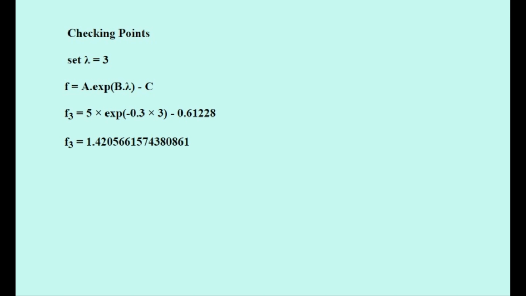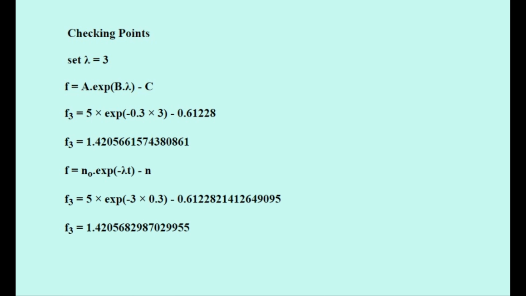Here is f3 calculated from the reconstructed function, and here is f3 calculated from the original function. They are both very nearly equal, with just a bit of difference due to small errors that creep in from reconstructing the function. Now to solve this function and find lambda when f equals 0.